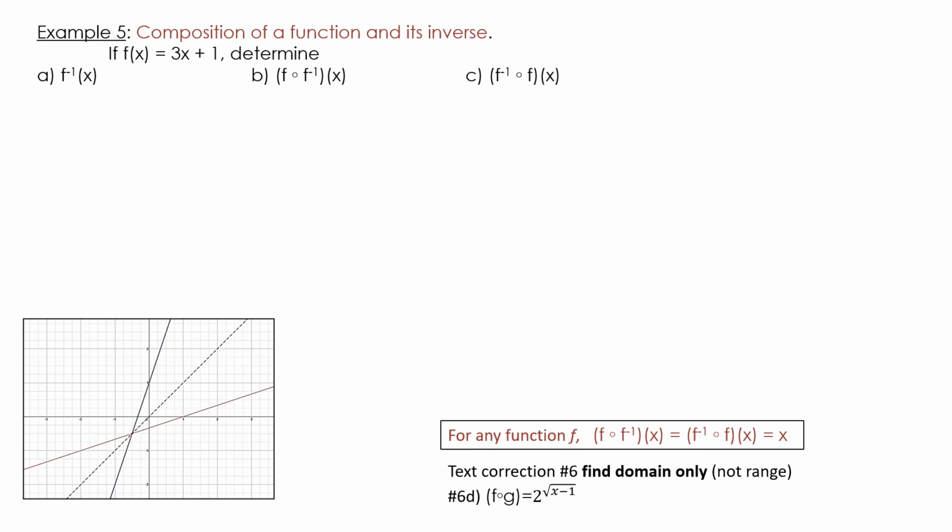So the equation will be, remember how to find an inverse. First thing I'm going to do is write the equation with a y. y equals 3x plus 1. And I'm going to switch x and y. x equals 3y plus 1. Now I need to isolate y.